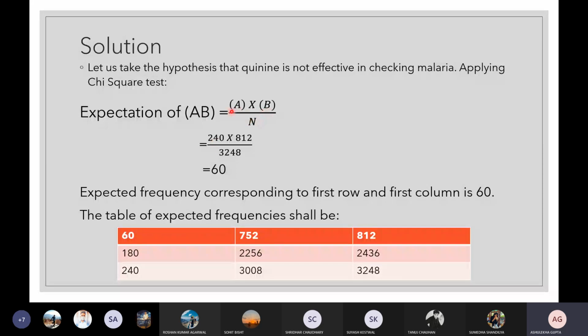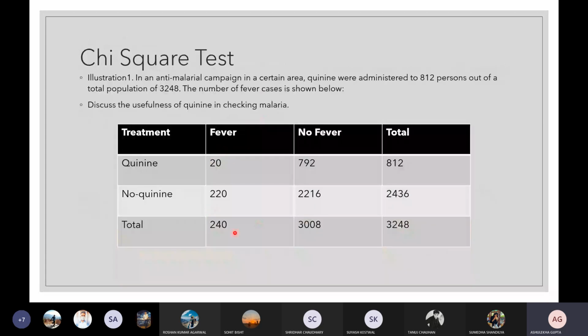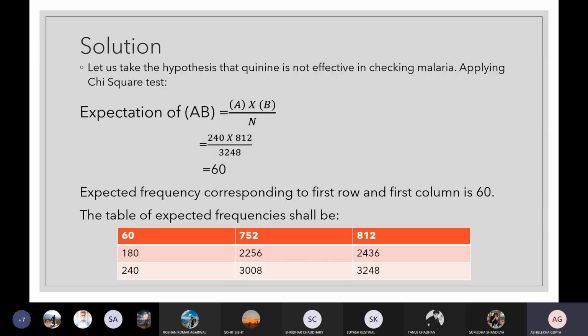If you could see, A's total is 240. B total is 810. Total population is 3248. That is already reflecting here, right? I am going to take my pen. A is 240, B is 308, and total population is 3248. That is already written here. Correct. So we have got the expectation of AB is 60. So the expected frequency corresponding to the first row and first column is 60.